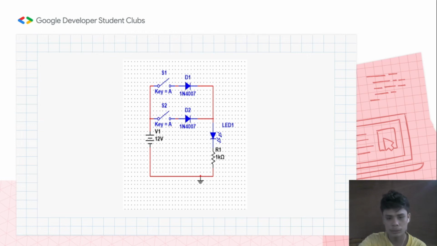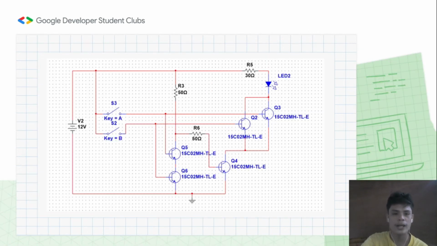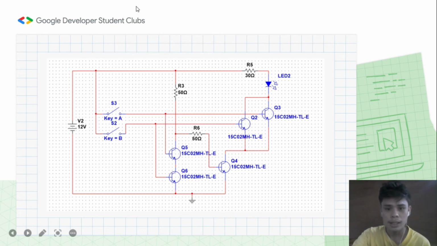If we use diodes instead of transistors, this is what it looks like. Next up, we have another type of circuit. This time it's a bit complex because now we have 5 transistors. If we look at it piece by piece, we can actually see that this circuit has two logic gates: the OR gate and the AND gate. So if A is on at our input and B is off, if we trace the flow of the current, it would go like this.